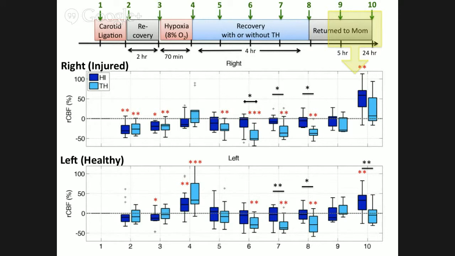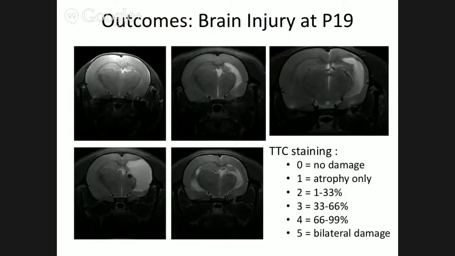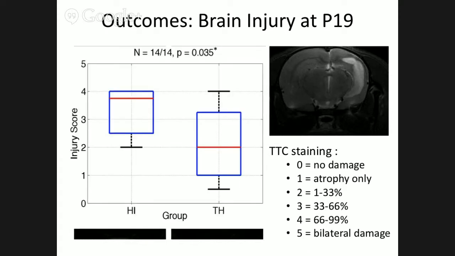So now we've been working to correlate these measures with outcomes. Unfortunately, I just got the outcome data, so I don't have any shocking results yet, but we did see differences in injury between the hypoxic group and the therapeutic hypothermia group. And given that we also saw significant differences in cerebral blood flow, I'm hoping we'll see correlations with outcome.